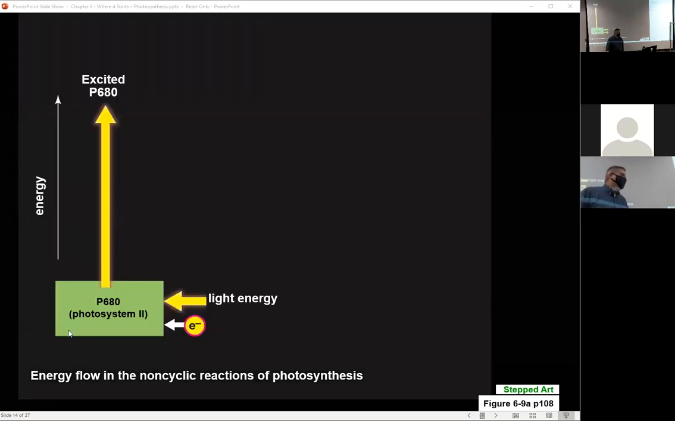Okay, so here we are. So here's P680 of photosystem 2. So once the photons of light get here, then 2 electrons are going to become excited, and they're going to be ejected from P680. What's going to happen to those 2 electrons next? They're going to enter what?